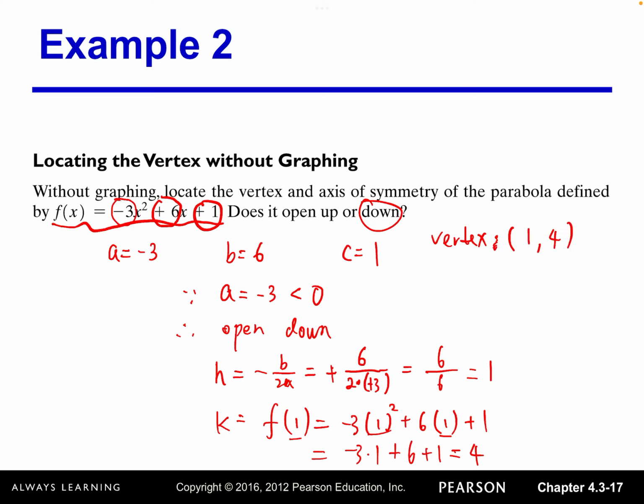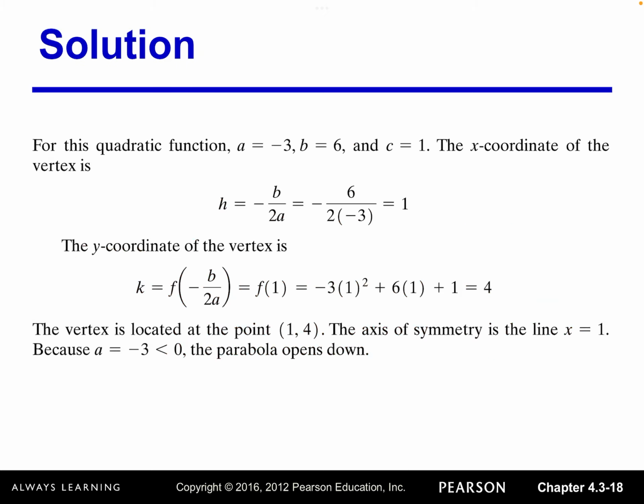And the axis of symmetry is a vertical line passing through the vertex. That's why the line equation is x equals 1. Okay, this is the axis of symmetry. All right, and that's the book solution. You can double check. We got the same, right?